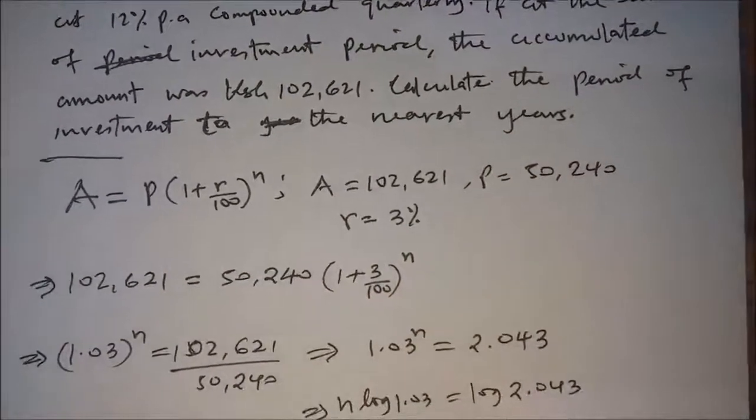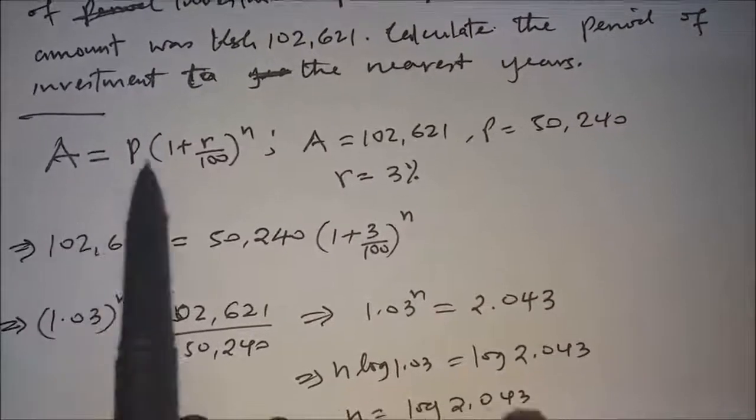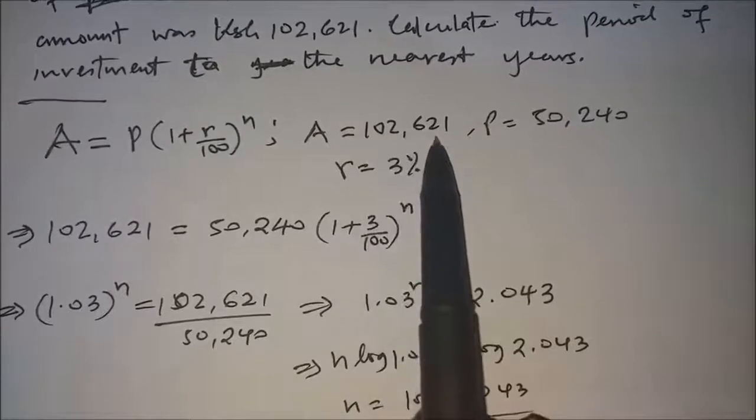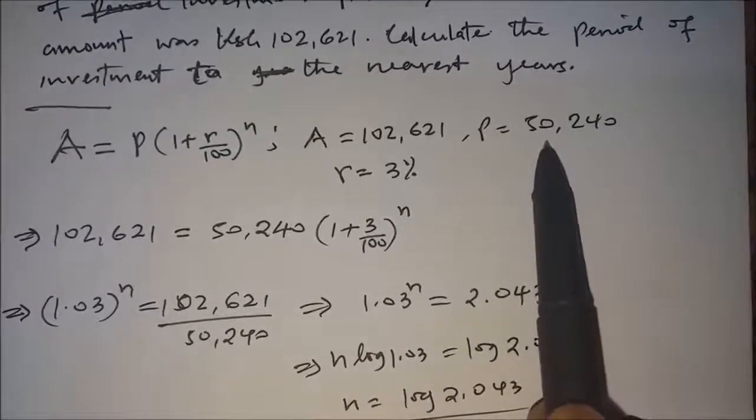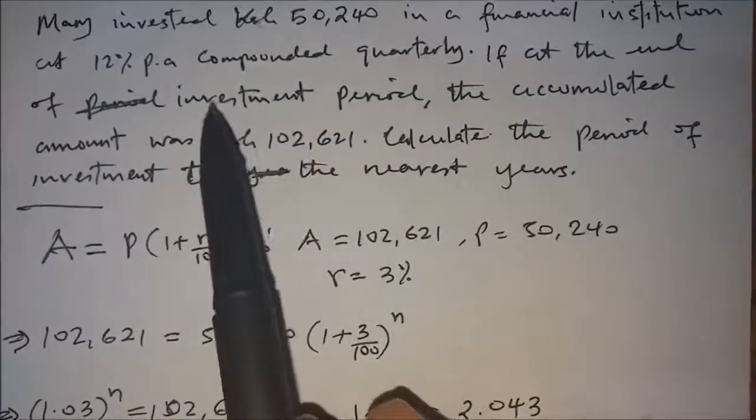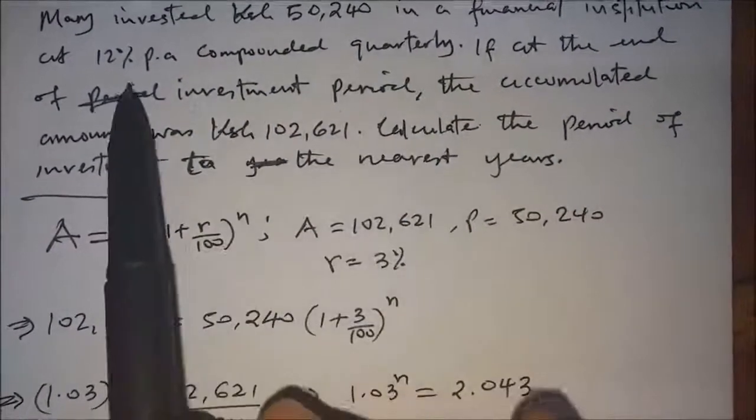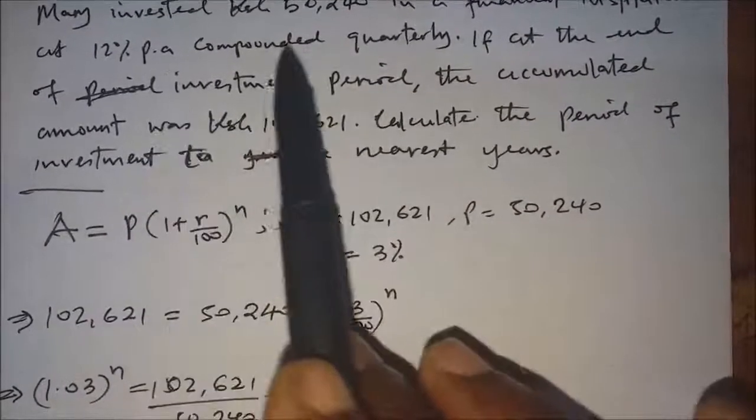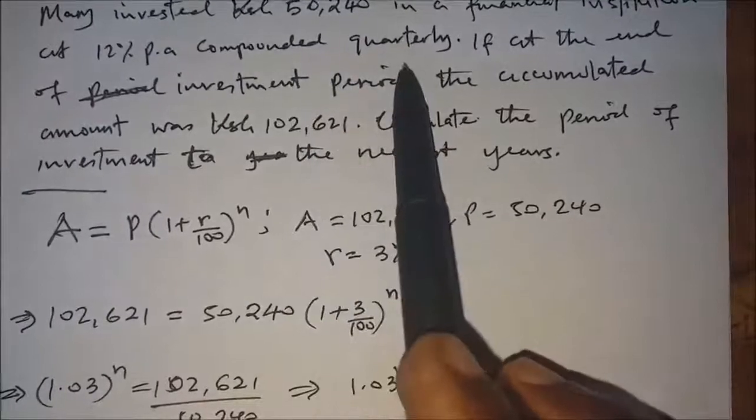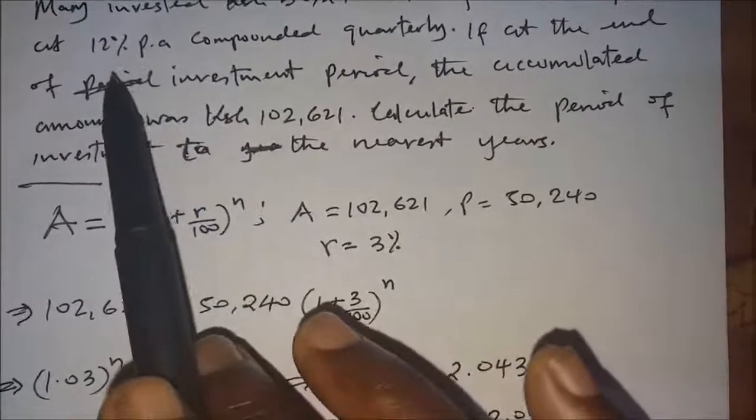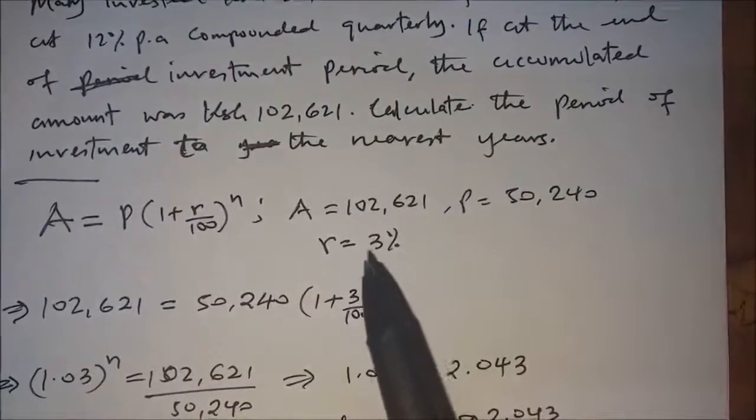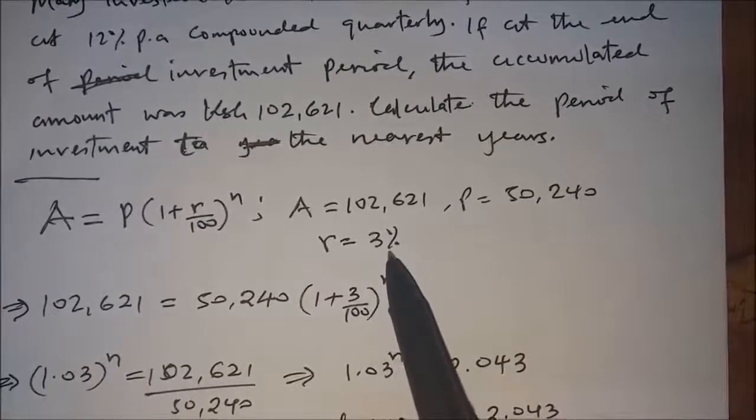Okay, we identify the variables which are given in the question. We have A, that is the amount, as 102,621, and the principal is also given as 50,240. Now, interest is compounded quarterly, 12% per annum, but compounded quarterly. That means in 1 year, interest is calculated 4 times. So for the rate for every quarter, we divide the annual rate by 4, and that gives us 3% for every quarter.